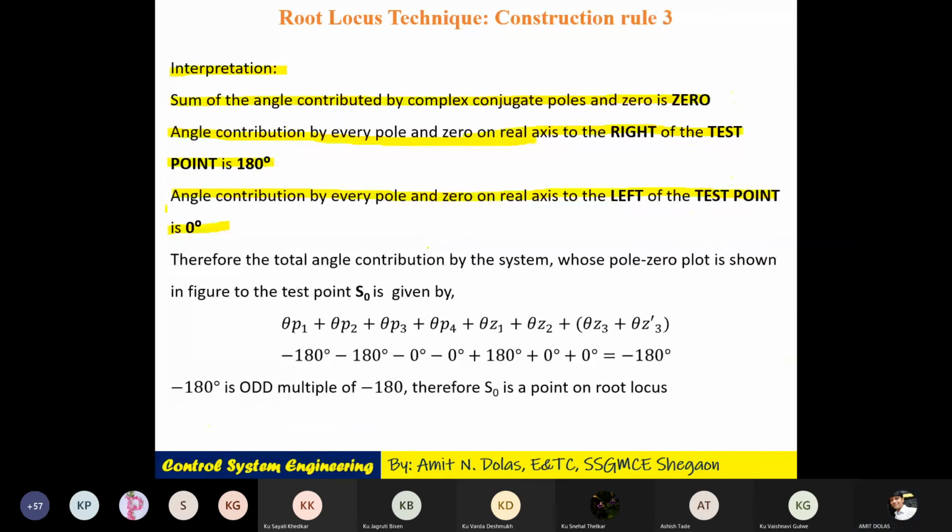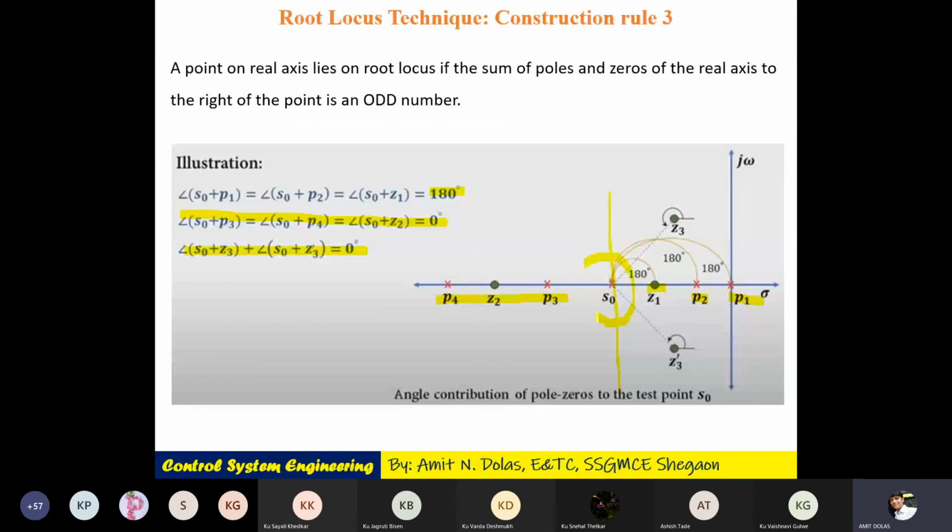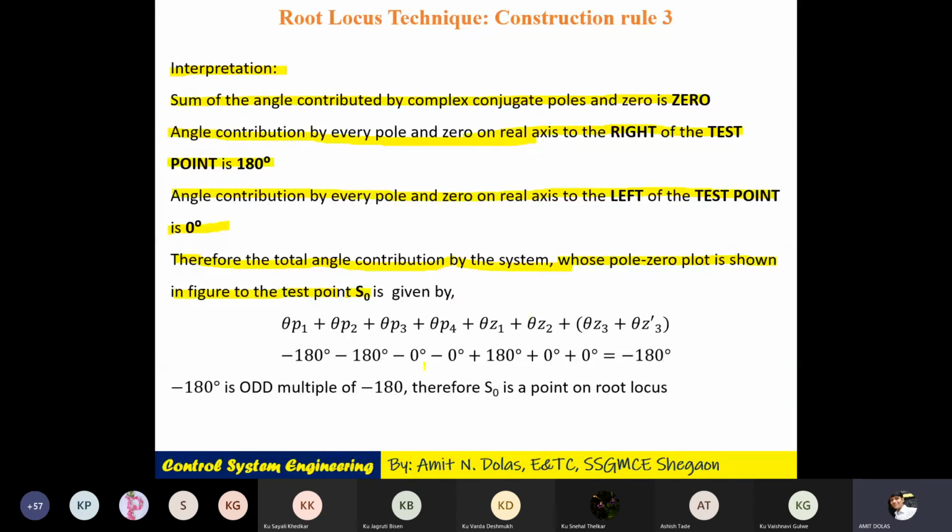And third, therefore the total angle contributed by the system whose pole-zero plot is shown in the figure at test point S0. Which one? This test point S0. We will look at all the angle contributions. So the summation of all angles of P1, P2, P3, P4, plus Z1, Z2 zeros, plus the complex conjugates Z3 and Z3 dash. Putting it in the formula: minus 180, minus 180, minus 0, minus, plus 180, then 0. It comes to -180. The summation of all of this is -180.